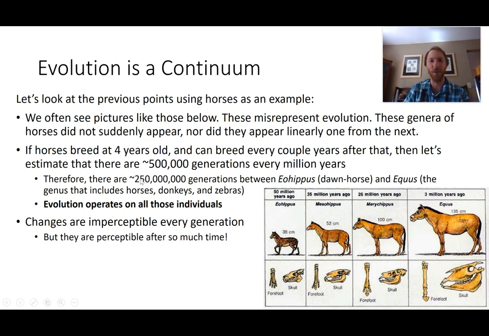Million, not billion, 250 million generations. Anyway, 250 million generations of horses. That is a lot of horses. So changes every generation are imperceptible, but after 250 million generations, you can notice some huge changes. All right.